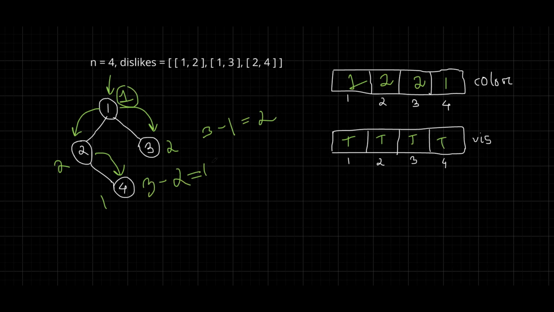So basically, this is how the graph bipartition algorithm works, and we have made alternating colors. This level has the red color, this level has the green color, and this level has the red color. So this is how basically the graph bipartition works. I hope you understood the algorithm. Now let's move on to the code.